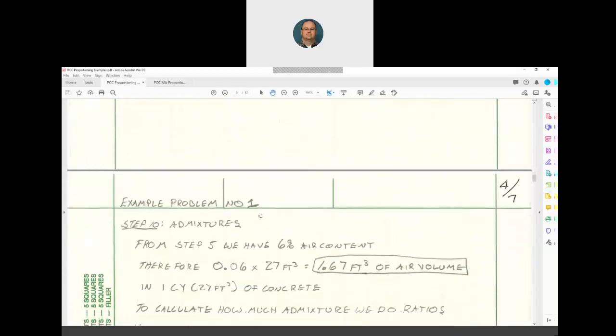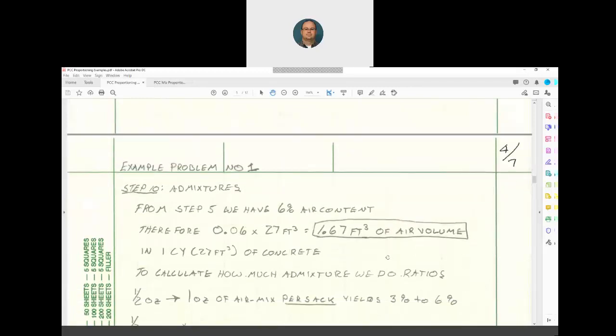Step 10, admixtures. From step 5, we have 6% air content. Okay, so we want to use admixtures. Therefore, 0.06, I turn that into a decimal, times 27 cubic feet, because there's 27 cubic feet per cubic yard, I end up with 1.67 cubic feet of air volume. That little box that I have in my lab is 1 cubic foot. So that's how much air is actually mixed in that concrete, in 1 cubic yard of concrete.